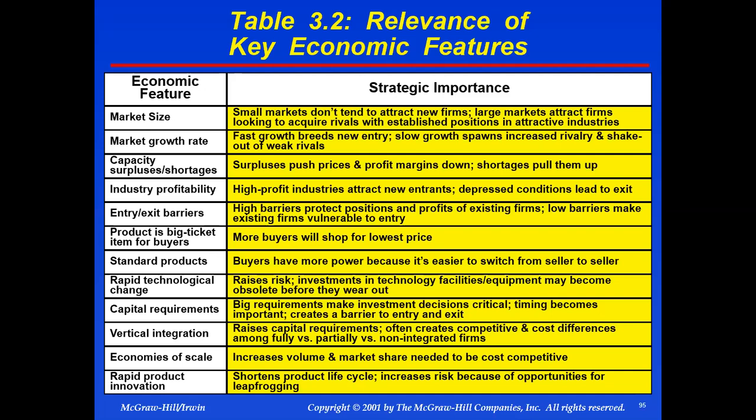When we look at capacity surplus and shortages, the strategic importance is that surpluses push prices and profit margins down, and shortages pull them up. And when we talk about industry profitability, high profit industries attract new entrants. Depressed conditions lead to exit. When we look at entry-exit barriers, remember that high barriers protect positions and profits of existing firms. Low barriers make existing firms vulnerable to entry.